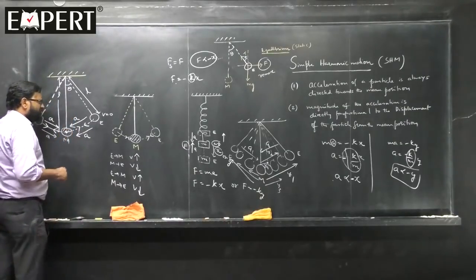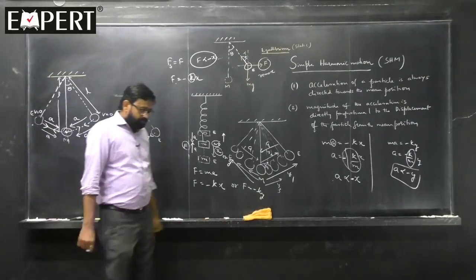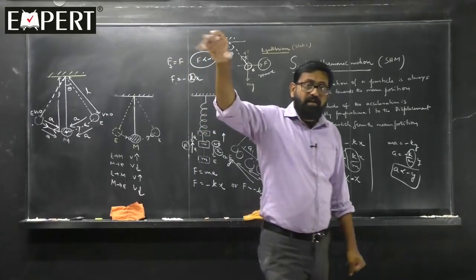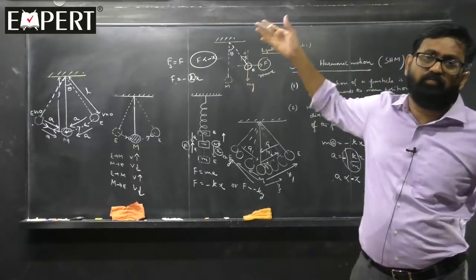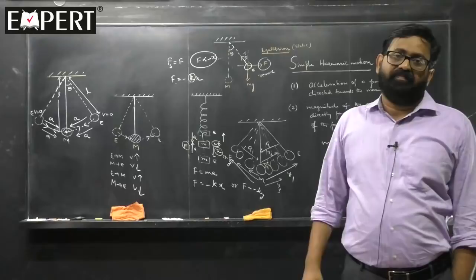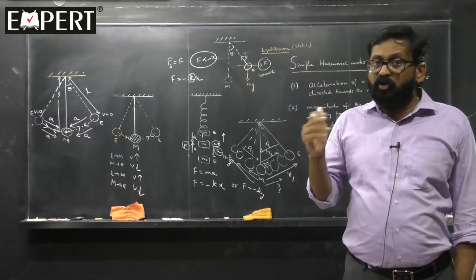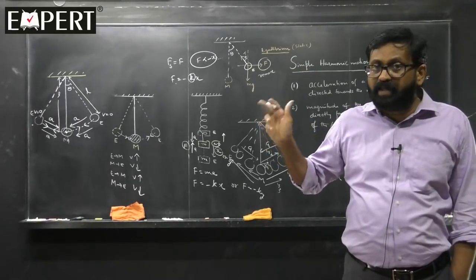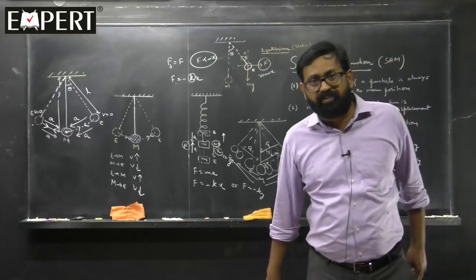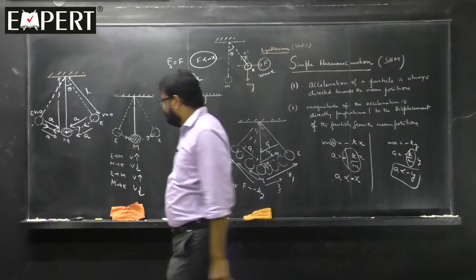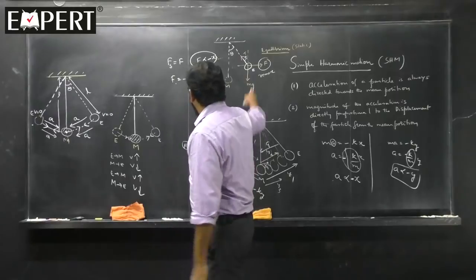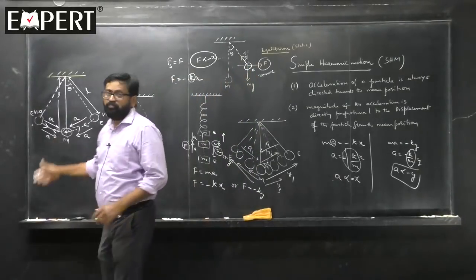For that, you should know why the bob left from the extreme position will start moving towards the mean position. If I ask you, why will the bob left from the extreme position start moving towards the mean position?